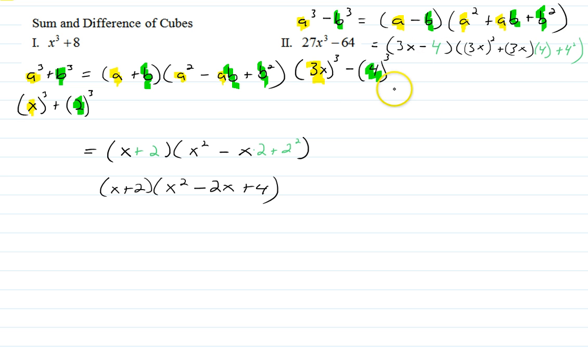So now let's clean it up, and I'll write it down here. So 3x minus 4, and 3x squared is 9x squared. 3 times 4 is going to give us positive 12x. And 4 squared is going to give us 16. Again, you could do a quick check. 3x times 9x squared is 27x cubed. Negative 4 times positive 16 is negative 64. And that's just a quick check. That does not guarantee you get it right.